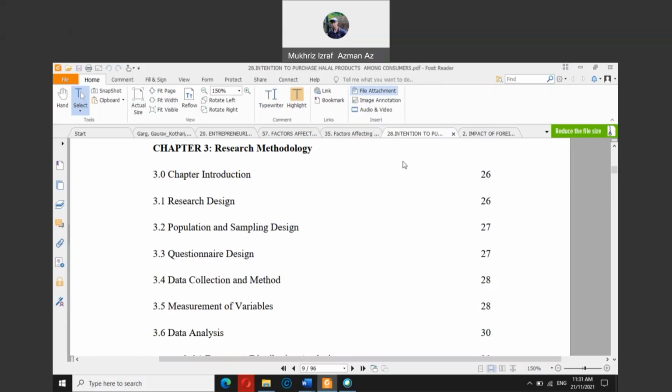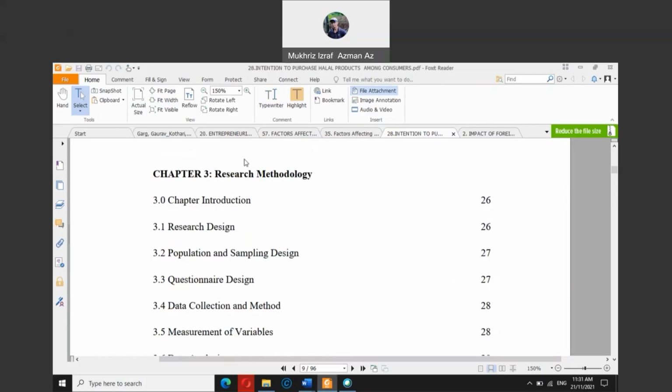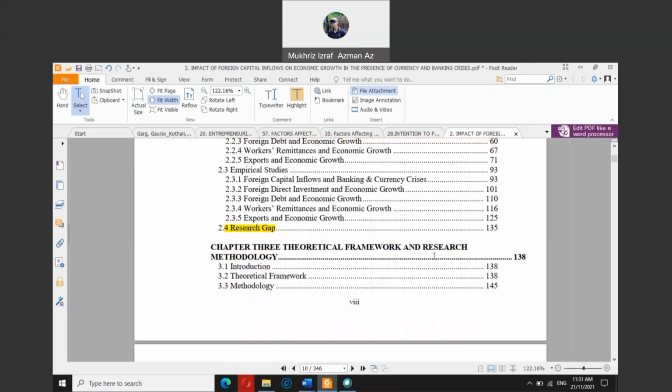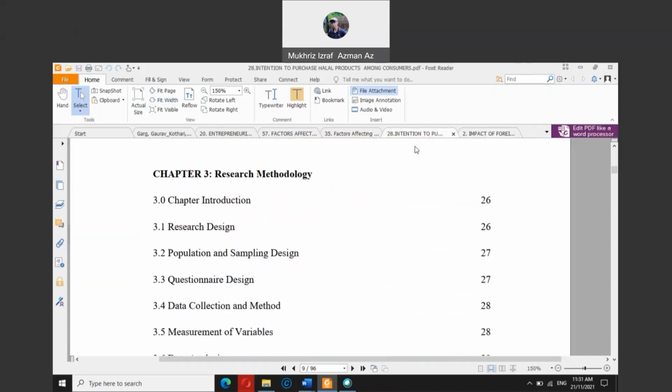For chapter number 3, I would prefer that you put the title of chapter 3 as research method, not research methodology. You might find some theses use research methodology, some use research method. For thesis number 2, for example, the student used research methodology. But for me, I would prefer to use the words research method, meaning don't put the word methodology, but use research method instead.